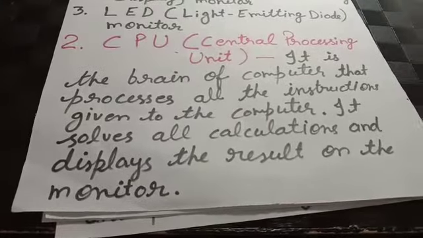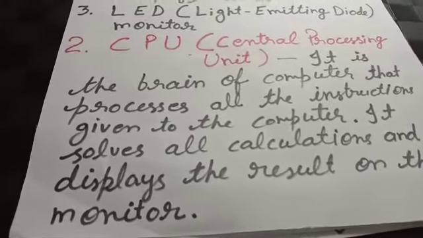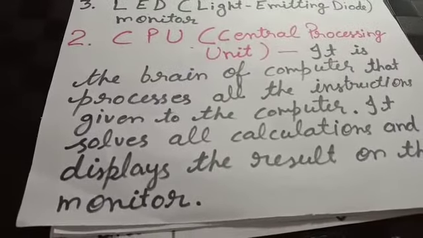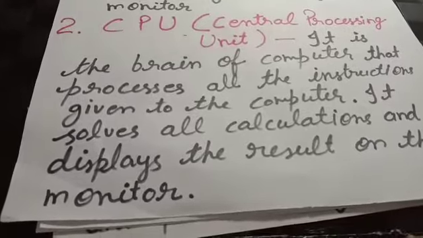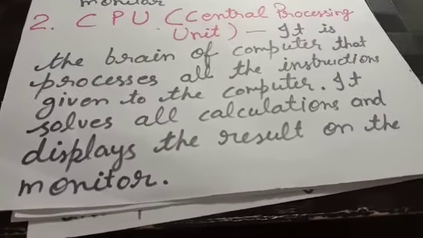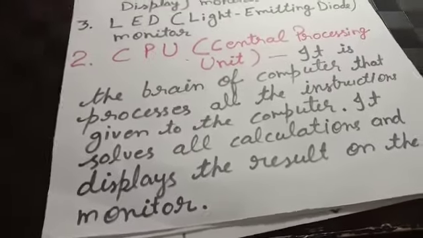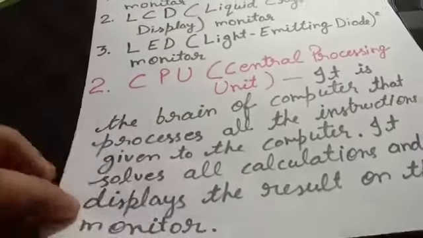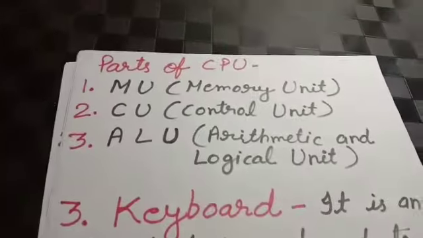Second is CPU, Central Processing Unit. It is the brain of computer that processes all the instructions given to the computer. It solves all calculations and displays the result on the monitor. Whatever the work you are doing in the computer, that is done by the CPU because it is the brain of computer and it displays the result on monitor.